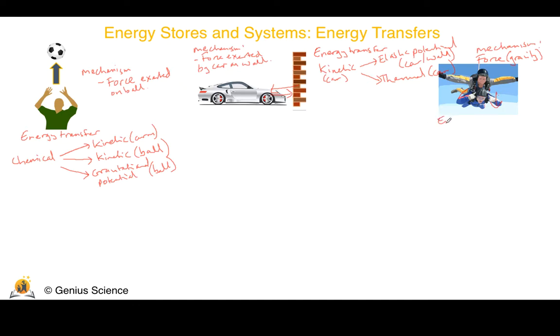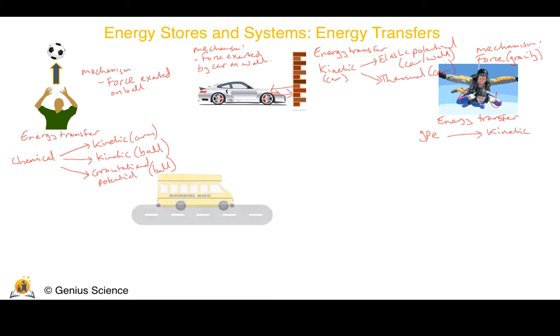Now let's look at the main energy transfer. The main energy transfer here is from the gravitational potential energy store of the skydivers, this being a particularly large store because the skydivers are up so high, to the kinetic energy store of the skydivers as they accelerate.